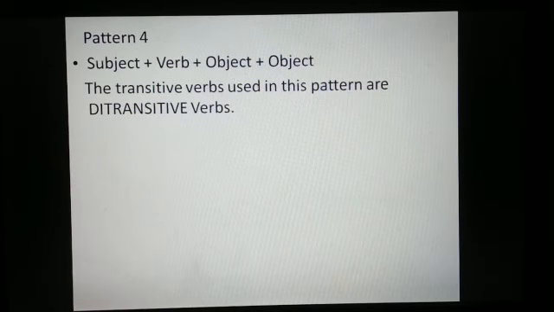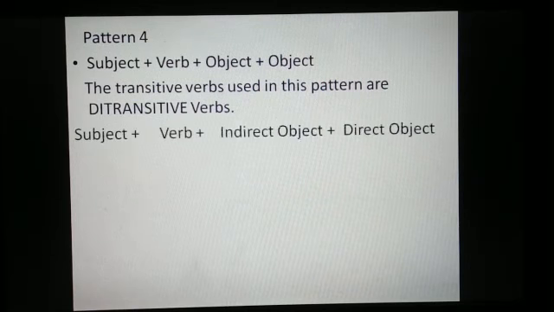Now, in this pattern, subject plus verb plus object, indirect object comes before the direct object. Indirect object is the receiver and the direct object is the gift. Now, to make it more clear to you people, let me explain it through an example.